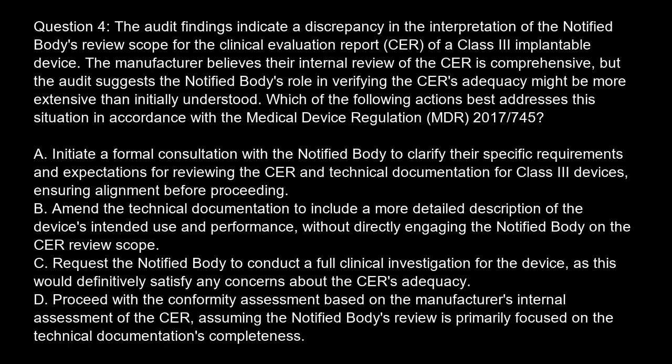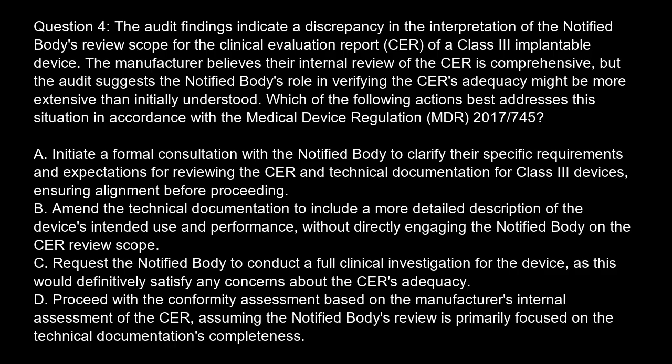Which of the following actions best addresses this situation in accordance with the Medical Device Regulation, MDR, 2017/745? Option A. Initiate a formal consultation with the notified body to clarify their specific requirements and expectations for reviewing the CER and technical documentation for Class III devices, ensuring alignment before proceeding.